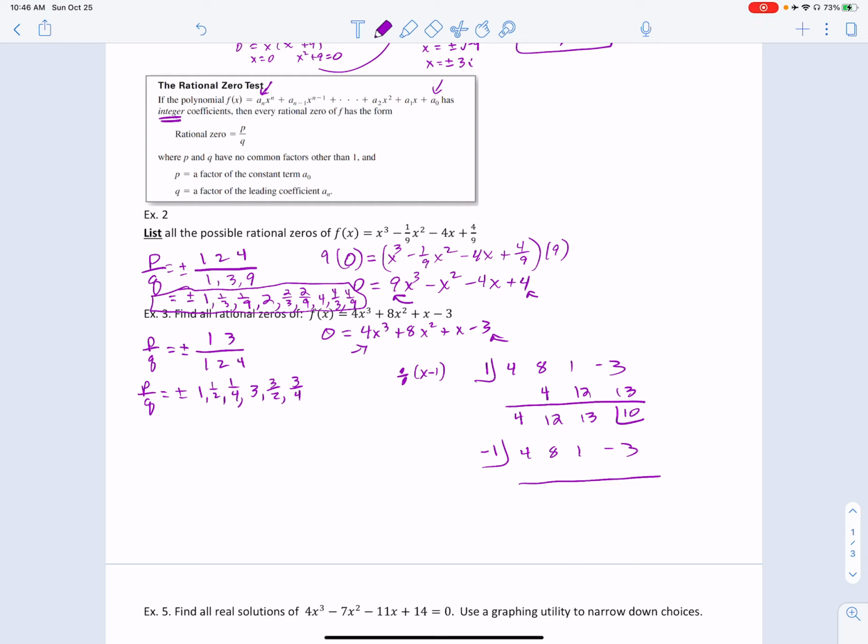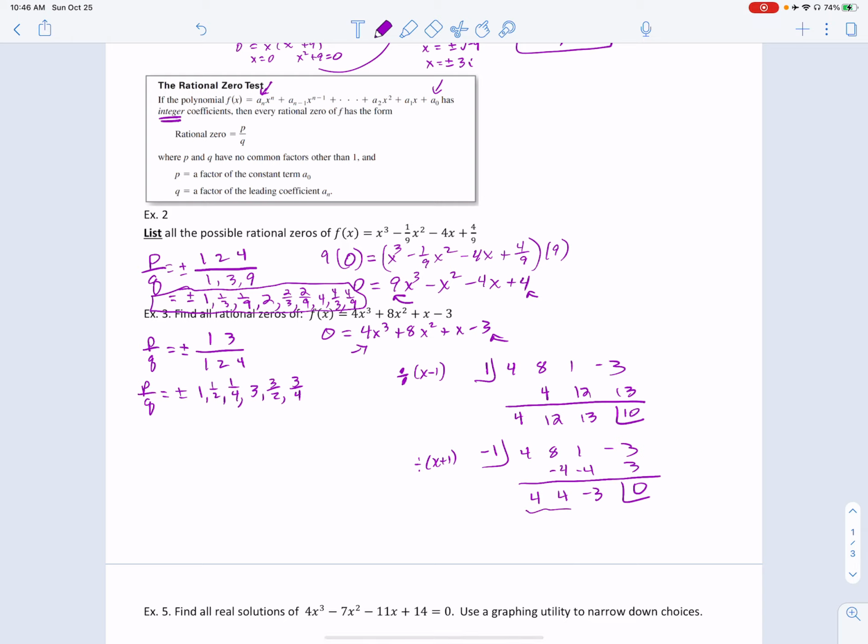I like to try the 1 and maybe the 3, then maybe go back to the 1/2. Work with ones that are easier to start with. So bring down the 4, multiply by -1. Add, we have 4, multiply by -1. Add, multiply by -1, we have 3. Oh, that's nice. We got 0. That means when I divide by x plus 1, x plus 1 is a factor because we have a remainder of 0. -1 is a root, so that's one of my zeros.